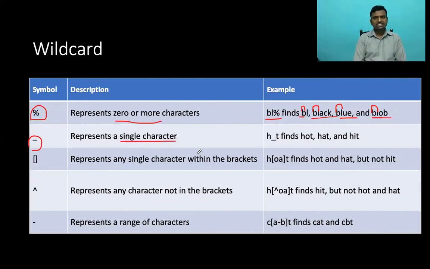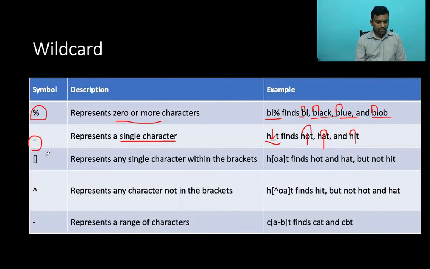This underscore represents a single character. If I want to replace only one character in that place, yes, I can do that. When I say H underscore T, in this place it can be anything. There can be any character in that place: hot, hat, hit, anything. But H and T are a must, right? Start with H, end with T, and in between only one character. Underscore means only one character, not more than that, right?